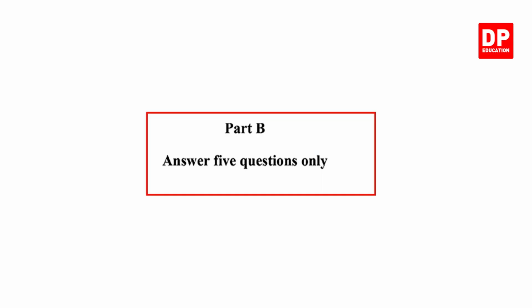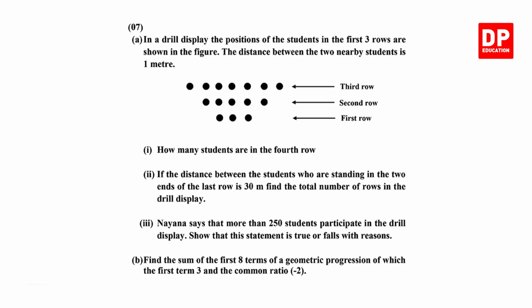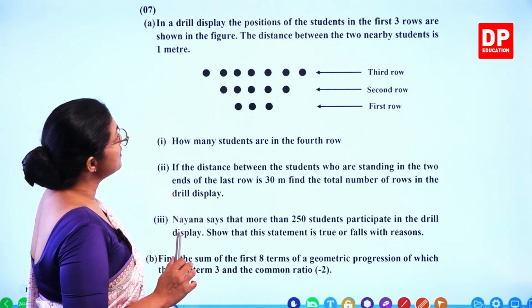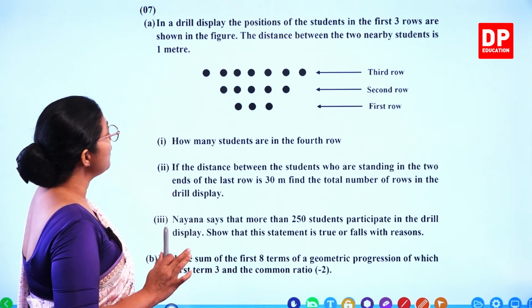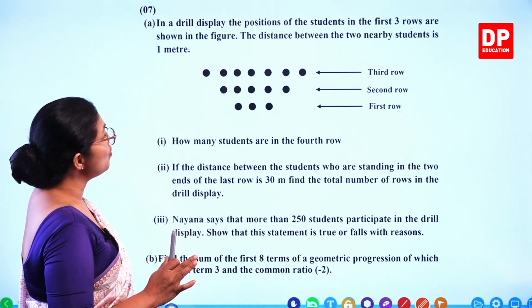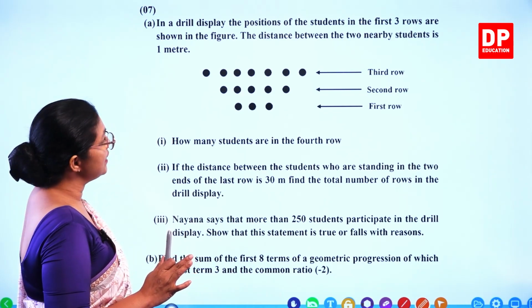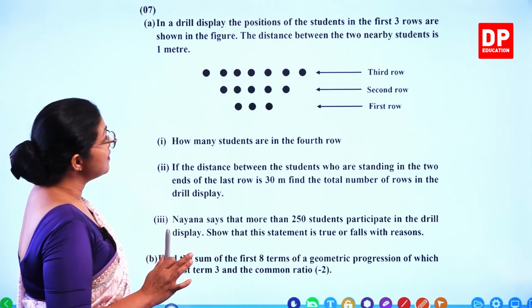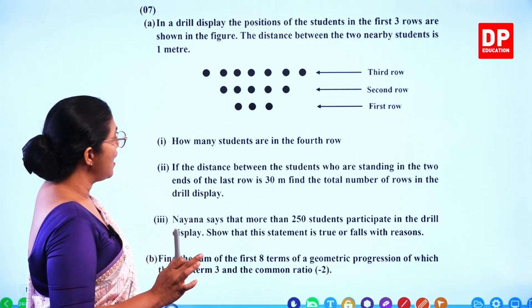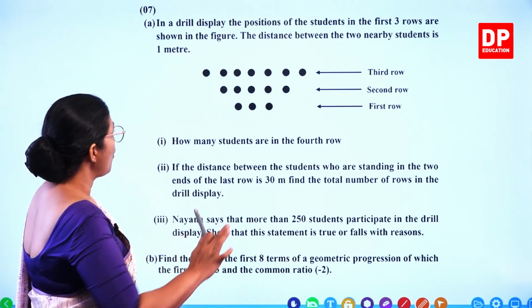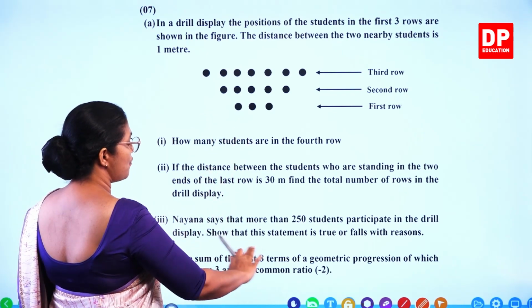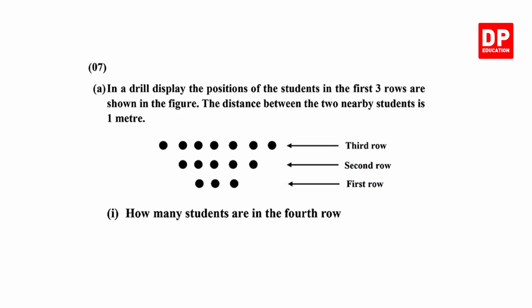Now let's do part B. So again you have to answer 5 questions only. In a drill display, the positions of the students in the first 3 rows are shown in the figure. The distance between 2 nearby students is 1 meter. So this is a progression question, and from this progression, you have to answer the questions.